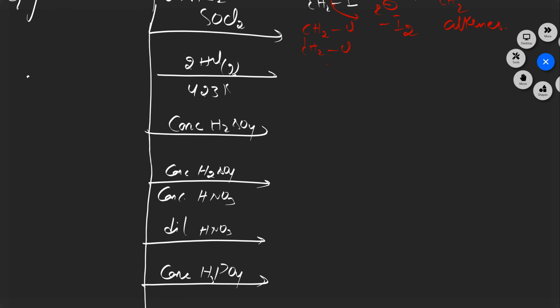Next one is glycol reacting with HCl gas in the presence of 423 Kelvin. Again, it's going to release Cl minus and form the same product as thionyl chloride. Next one is concentrated H2SO4.